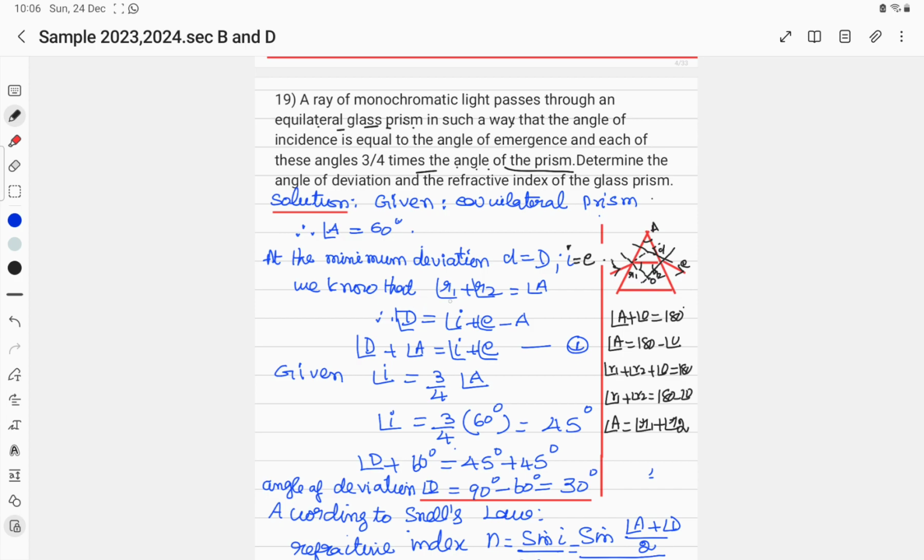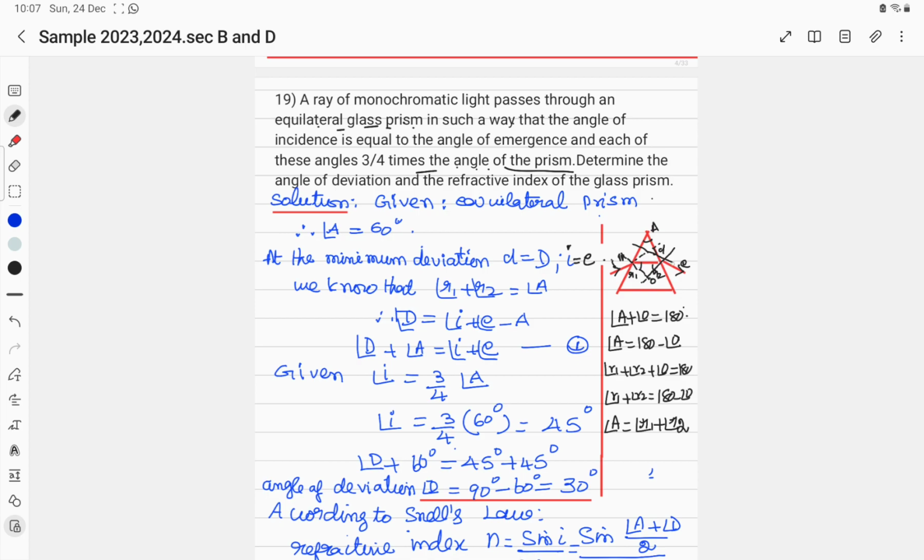We know that angle R1 plus angle R2 is equal to angle A. See here, angle A. In the quadrilateral, angle A plus angle O is equal to 180 degrees. Therefore, angle A is equal to 180 minus angle O.